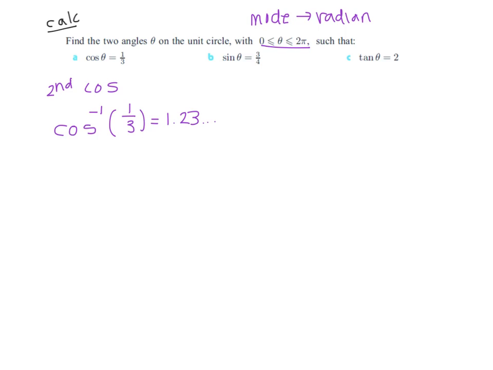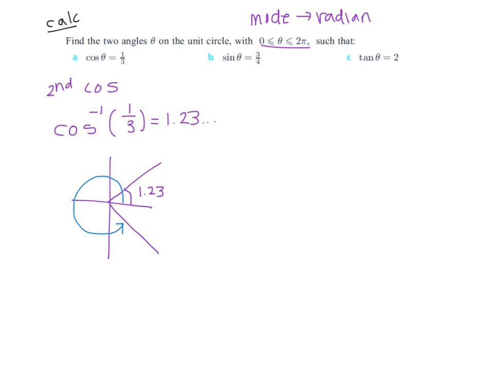Where is cosine positive? Cosine is positive. All students take calculus. It's positive on the first and fourth quadrants. It's saying that this angle is 1.23. How can we find this angle right over here?